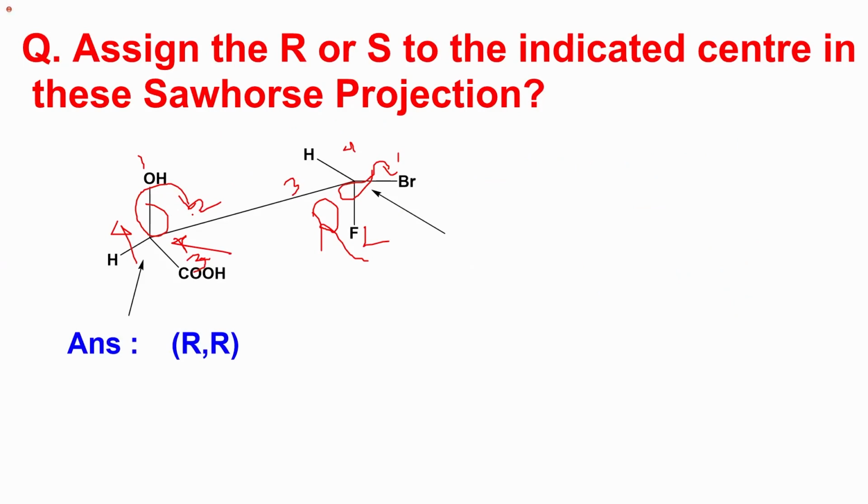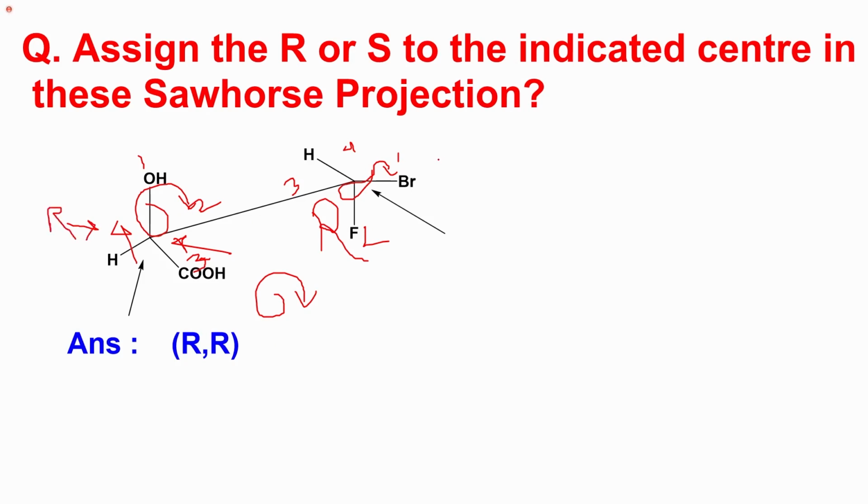Now the Sawhorse projection, where two centers are there. So you can see one OH is there at the second position. So which one will be the second? Although it has a COOH group, here there is CHFBr, where fluorine is also there, bromine is also there. That's why this is 2, this is 3, and the 4 is the hydrogen. Now this is 1, 2, 3, and this is also going 1, 2, 3. This is clockwise. That means this center is R.